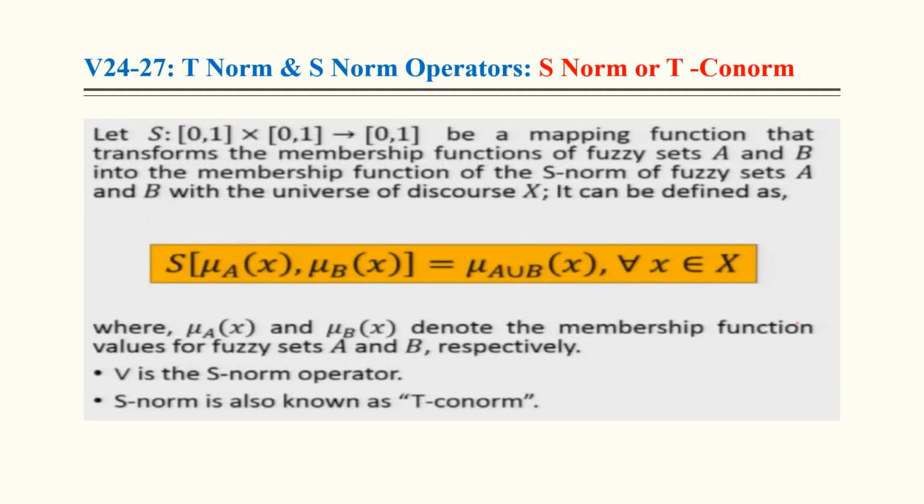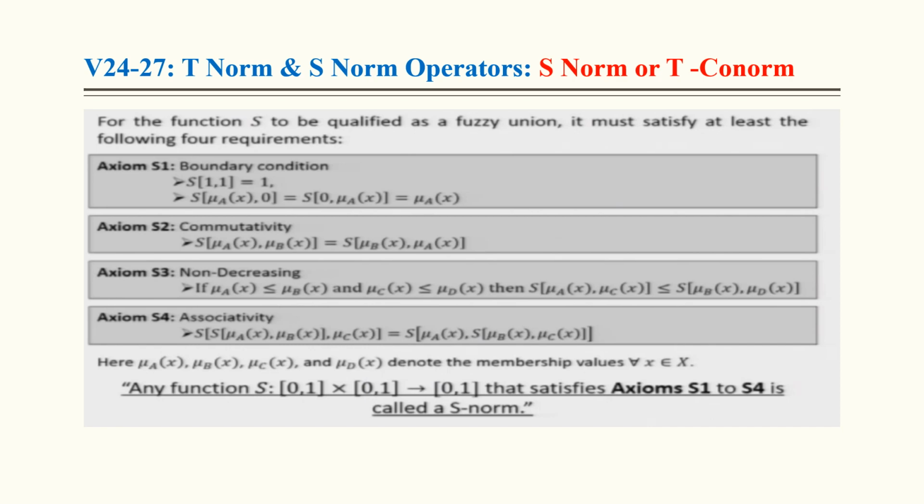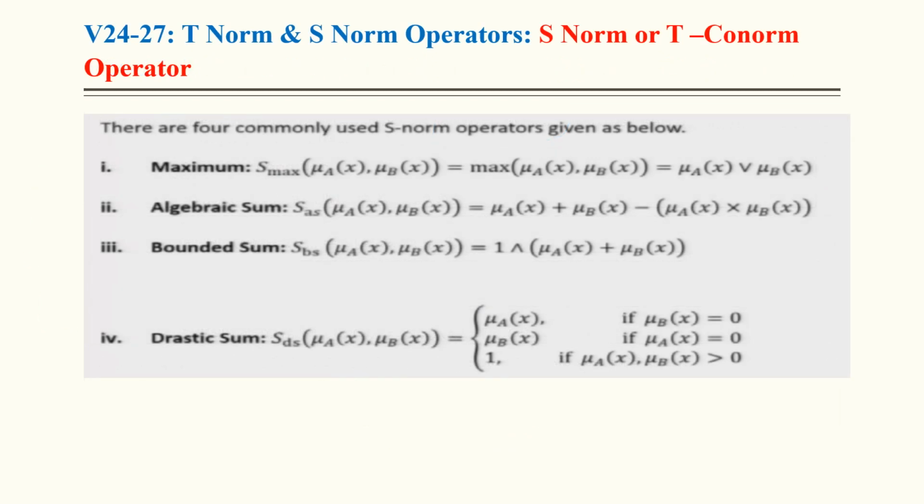Now the T-norm or S-norm operator. Now I will discuss S-norm, which is also known as T-conorm. The same things as we discussed in T-norm, with a little bit of difference. For the function S to be qualified as a fuzzy union, earlier it was fuzzy intersection, there are four axioms which must be satisfied. If they are satisfied, then it is called an S-norm operator. In the same way, this operator also has four properties, right? Maximum, algebraic sum. Earlier it was minimum, but in this case it is maximum. At that time it was algebraic product, bounded sum, and drastic sum, right?